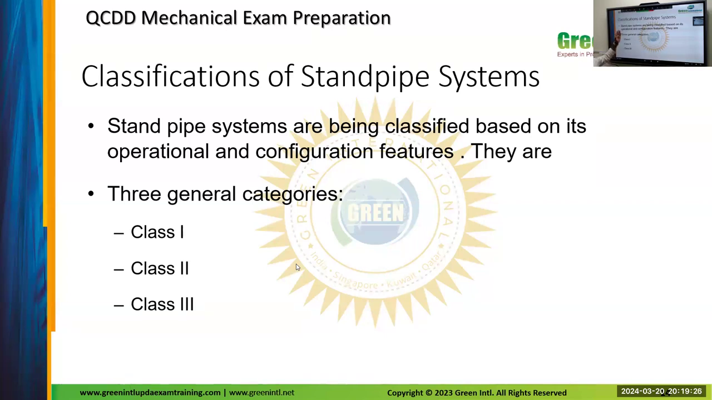Now we are classifying the standpipes based on their operation and configuration features. Okay.